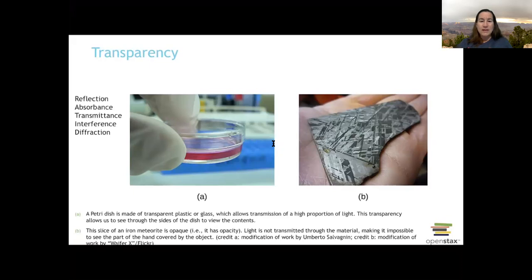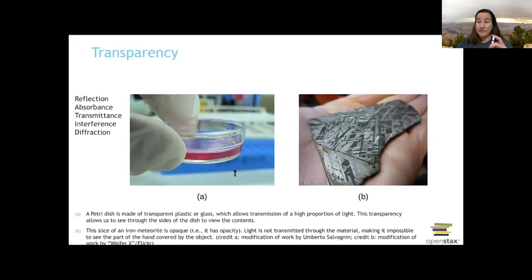So absorbance is where it captures the energy, and reflectance is where it reflected off. So you would want to wear the whiter shirt so it doesn't absorb the sun's energy. Transmission. Sometimes that energy just goes right on through.